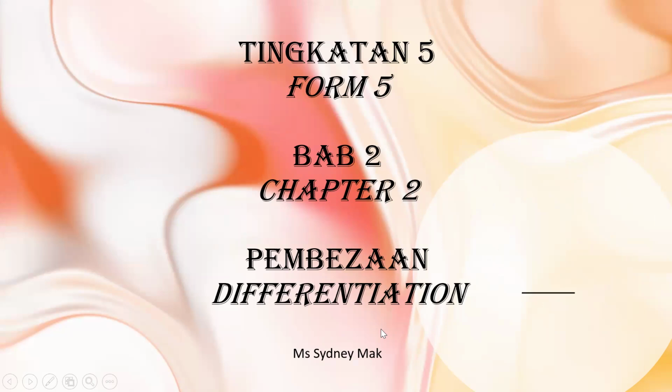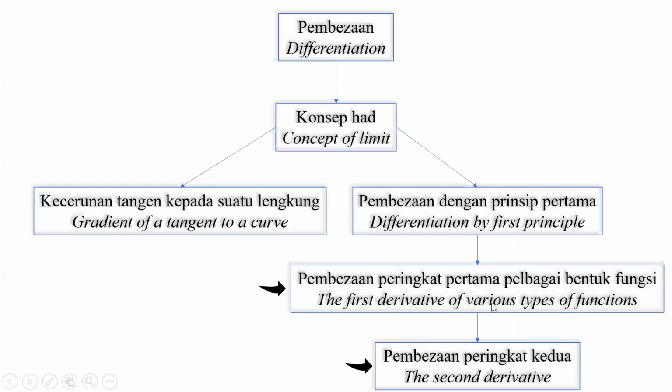Now, chapter 2 and chapter 3 are closely related. So if you master chapter 2 and chapter 3, you also master chapter 8. Okay? Right. Now let you have an overview first. What is differentiation? We will cover the concept of limit. Then we will go to the gradient of a tangent to a curve. And then from there, we will learn the differentiation by first principle.